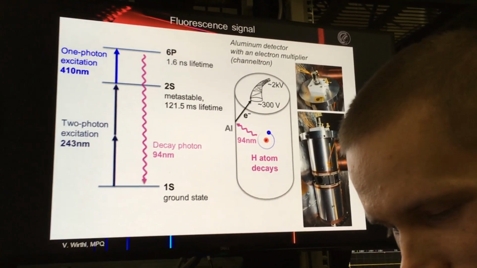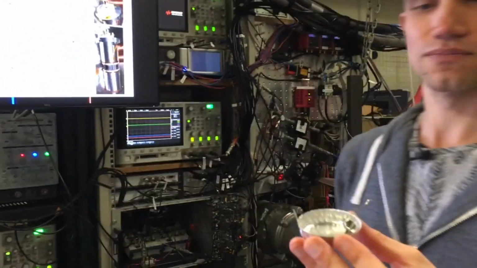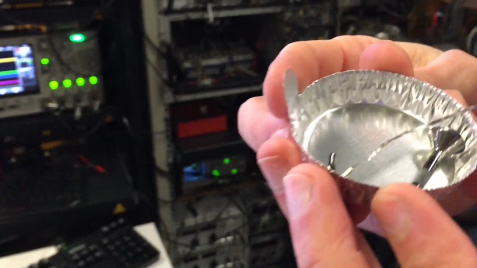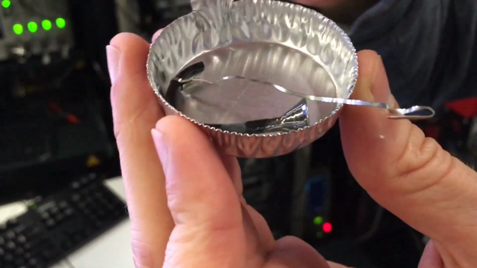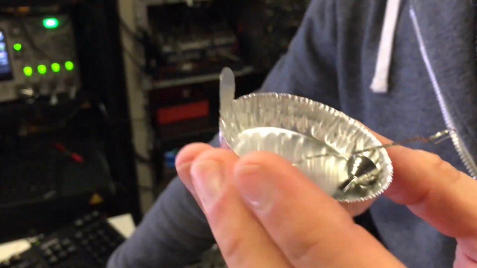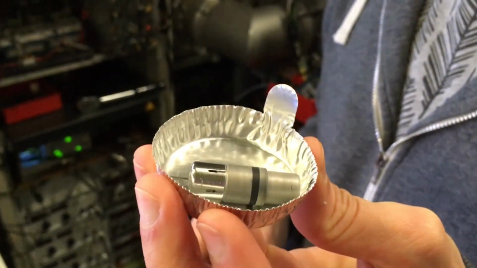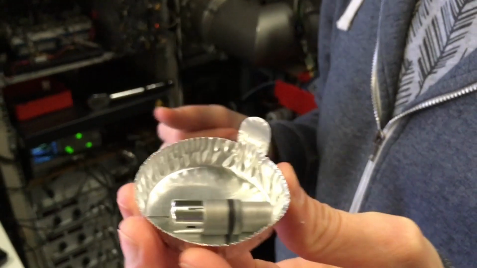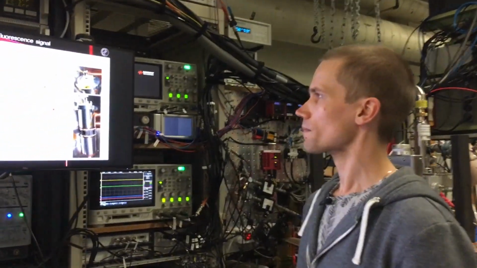And here actually I have a channeltron, which you probably can zoom in or film it. So this is a channeltron, so one can see this horn-like shape, and we actually use those kinds of channeltrons, but this is basically the same principle. So here the electron gets multiplied such that at the end we have a pulse which we can measure electronically.